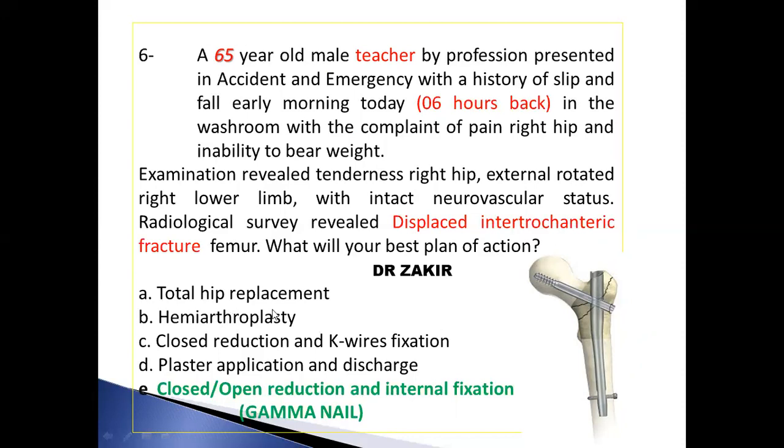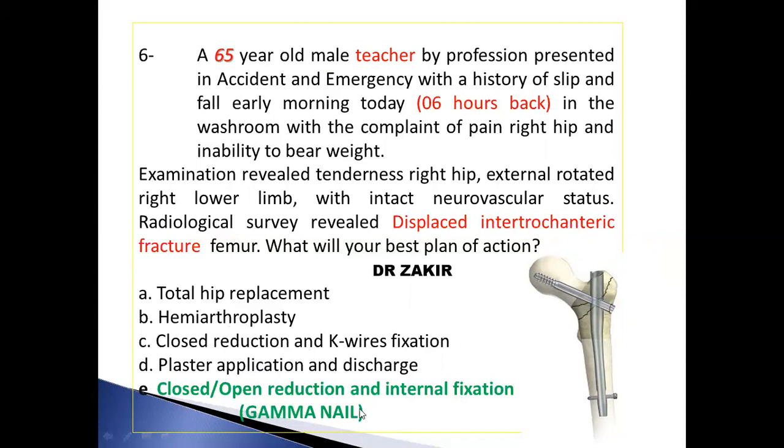So I give the options of total hip replacement, hemiarthroplasty, closed reduction and K-wire fixation, plaster application and discharge, and E, closed versus open reduction and internal fixation. In case of intertrochanteric fracture femur, we have the option to fix it. It could be closed versus open reduction internal fixation. So we cannot go for total hip replacement here. We cannot do hemiarthroplasty in this case, and plaster and K-wire fixation are not recommended in intertrochanteric fracture femur. The best option will be closed versus open reduction and internal fixation. It could be with different types.